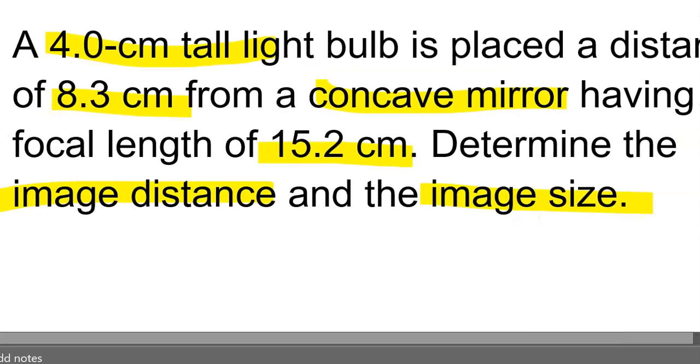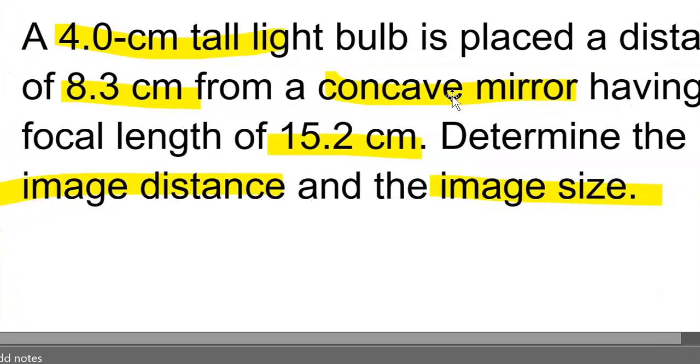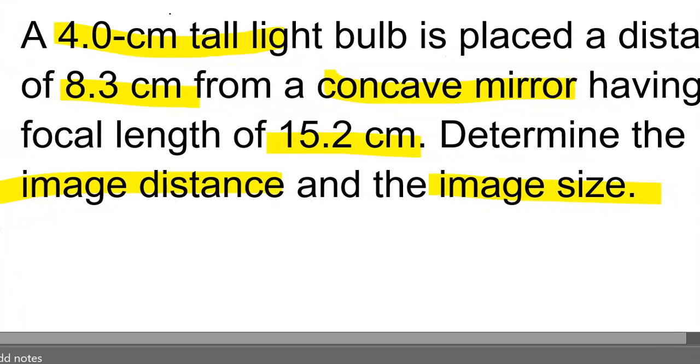Okay, so 4 centimeter tall light bulb placed that distance from the object, or from the mirror. So this is our object. This is how tall it is, so that is going to be the height of our object, HO. This is the distance away that it is. Concave mirror. Remember, concave mirror has a positive focal point, so it's going to be positive. Determine the image distance, so DI, and the image size, so HI. Height of the image and distance of the image.